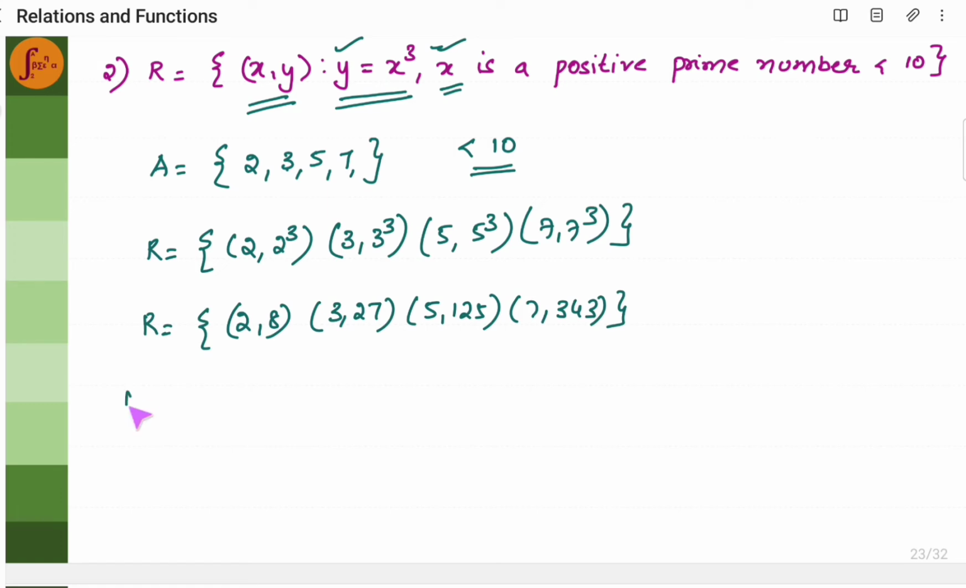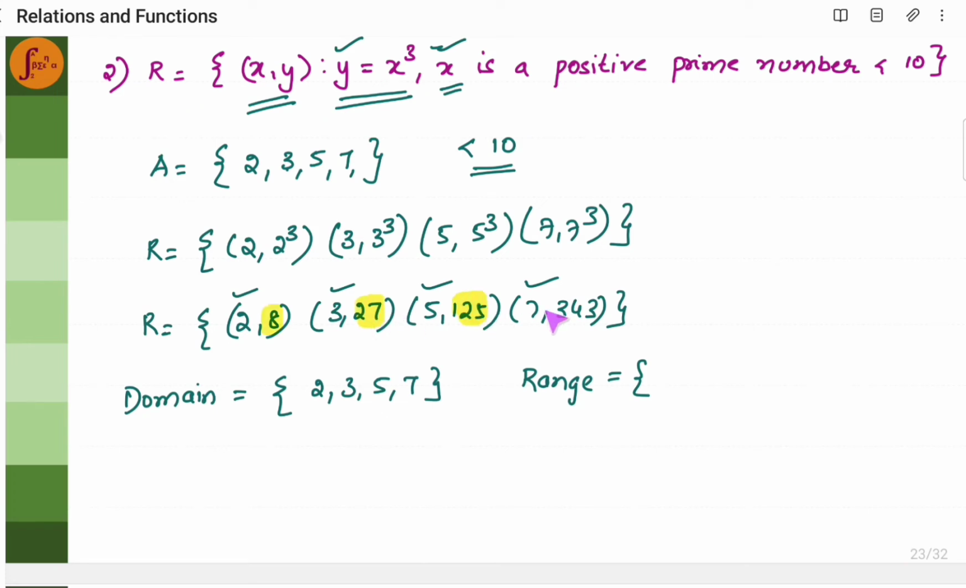So now, what is the domain here? We need to find the domain and range. Domain is all the first elements: 2, 3, 5 and 7. What is the range? Range is all the second elements. This is the range, nothing but 8, 27, 125 and 343.